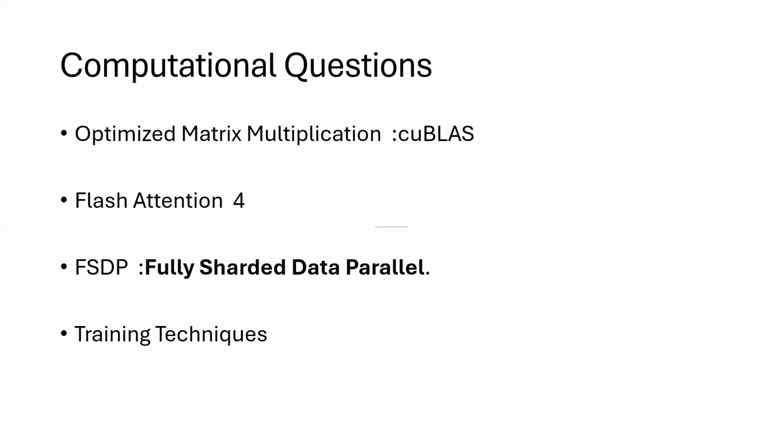And also we can go for fully sharded data parallel, because you have a huge model and you have a number of GPUs. How effectively can you split the parameters across different devices and then combine them? That is also a training technique we have to use. So these are the core areas where computer people can do better.